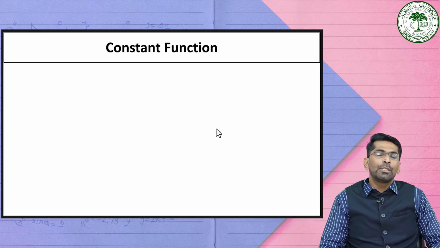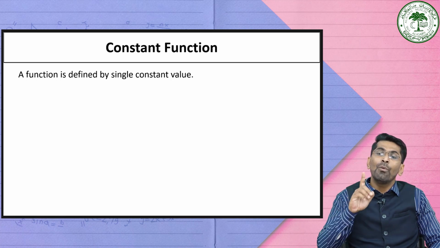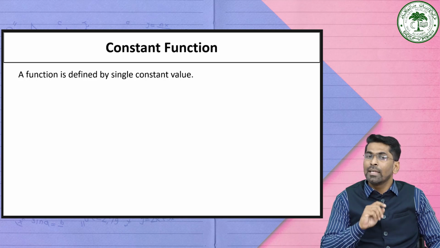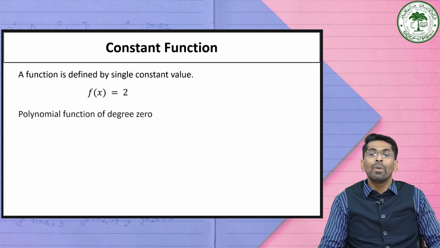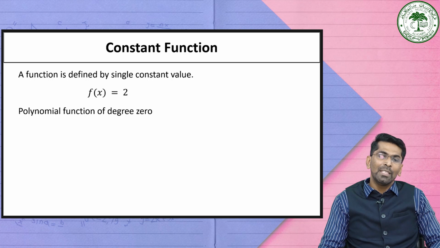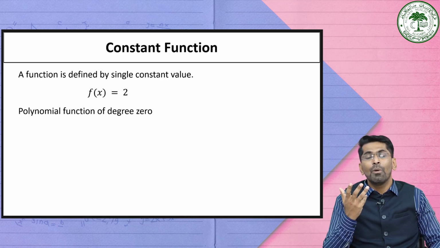Now we have another type of function which is known as the constant function. A function defined by a single constant value, or a function whose range consists of only one element, is called a constant function. For example, f of x is equal to 2. A constant function is a special kind of polynomial function, a polynomial function of degree 0. It means that the value of the function is always the same, regardless of the input value of x.